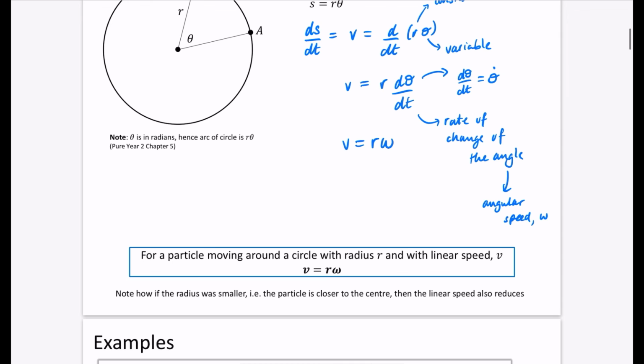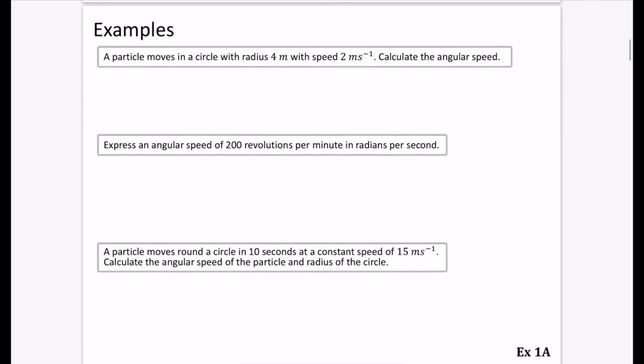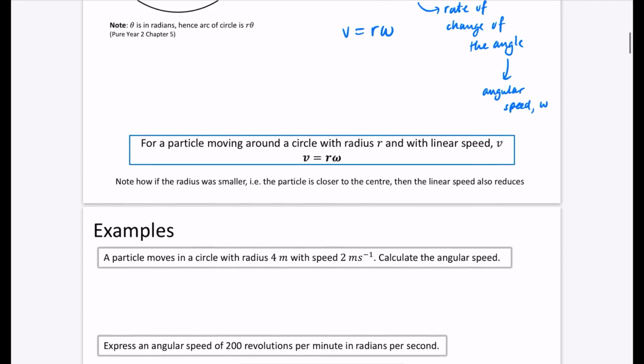So in the next video, I'm going to do some examples about this. We're going to actually do some calculations for these kinds of things, and then that will have us ready for exercise 1A.